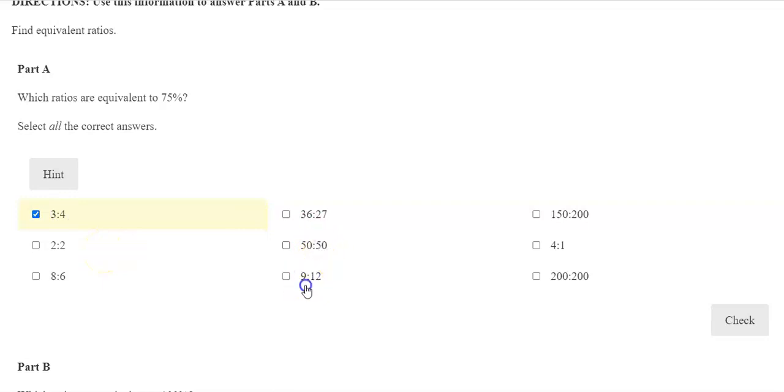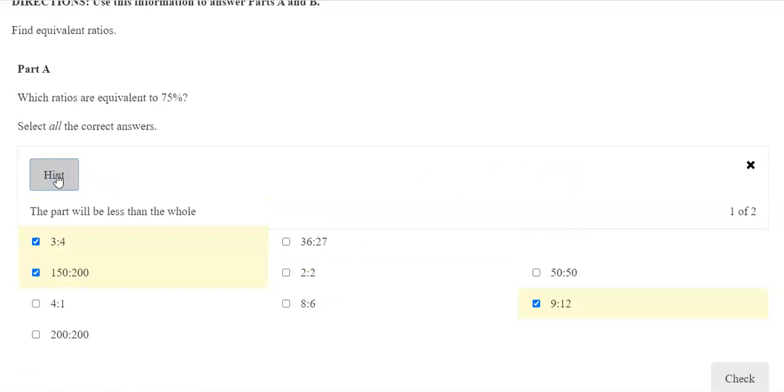I know that this one is, and this one. If you want to check the hint, one of them is that the part will be less than the whole, so the first number needs to be smaller than the second number. And then you can find ratios to do that.